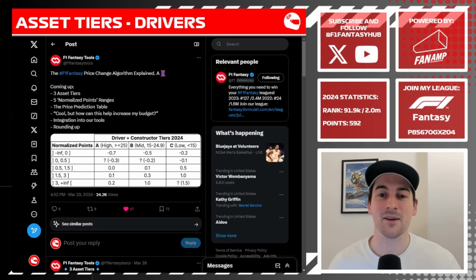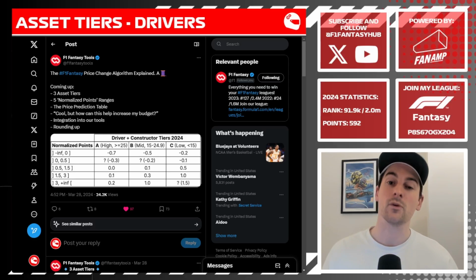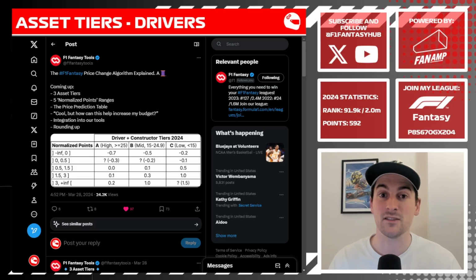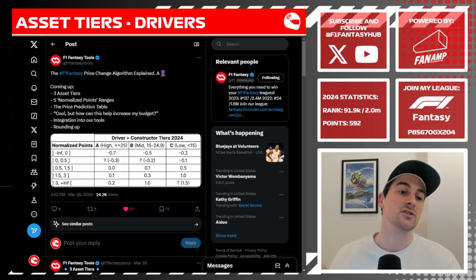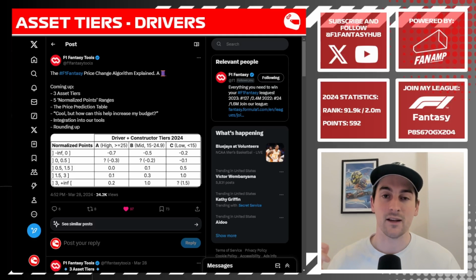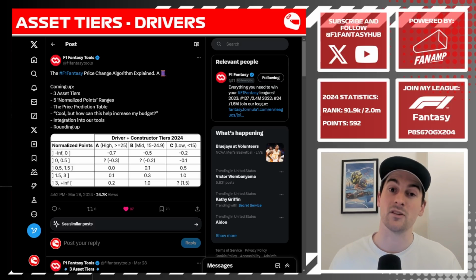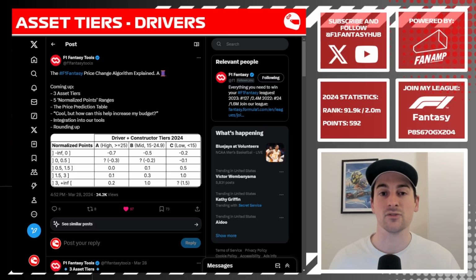Today we are looking at something slightly different to my usual team selection and race week preview videos. There's been a big breakthrough in understanding F1 Fantasy's price change algorithm, which was announced by F1 Fantasy Tools not long after the conclusion of the Australian Grand Prix. So we're going to get right into this and dissect all you need to know about what this means for your fantasy lineups, how to build budget, and ultimately how that should dictate our team structure in the weeks ahead.